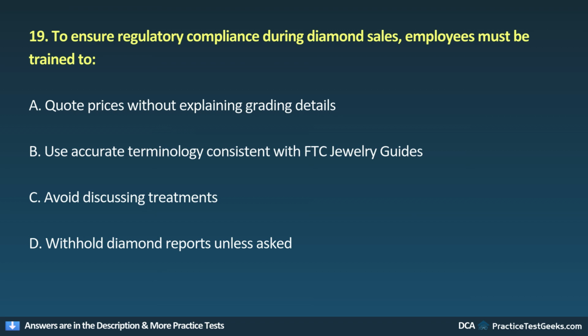19. To ensure regulatory compliance during diamond sales, employees must be trained to A. Quote prices without explaining grading details. B. Use accurate terminology consistent with FTC jewelry guides. C. Avoid discussing treatments. D. Withhold diamond reports unless asked.